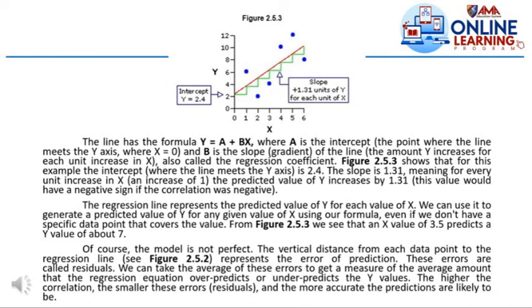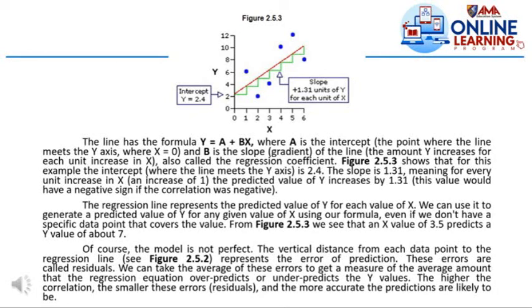And then, figure 2.5.3 shows that for this example, the intercept where the line meets the y-axis is 2.4. The slope is 1.31, meaning for every unit increase in x, the predicted value of y increases by 1.31. This value would have a negative sign if the correlation was negative.